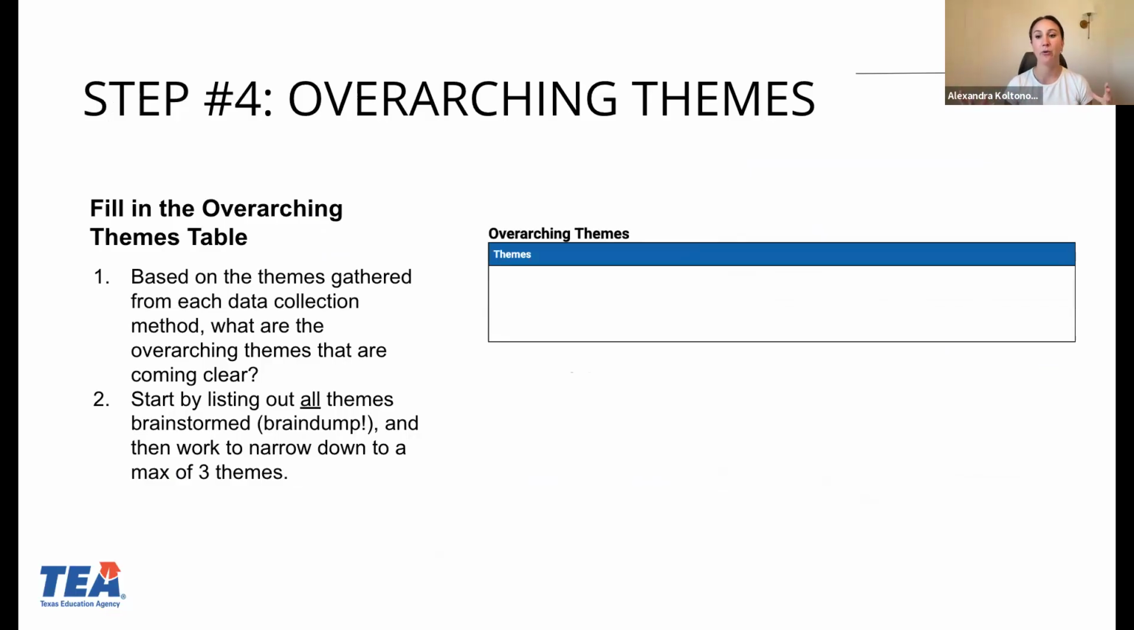If I were to read through all of those themes, how would I summarize that? So, overarching themes that are becoming clear. Again, start by just doing a brain dump, listing out everything. Combine all your thoughts. Combine anything that is duplicative or redundant, and then work from there to really narrow it down to a max of 3 themes.